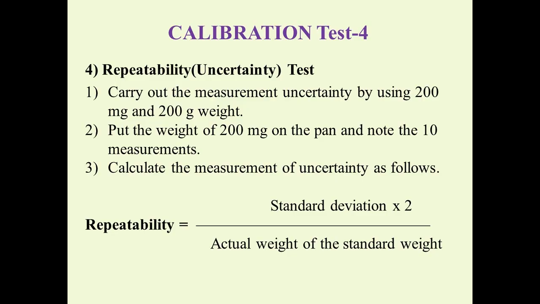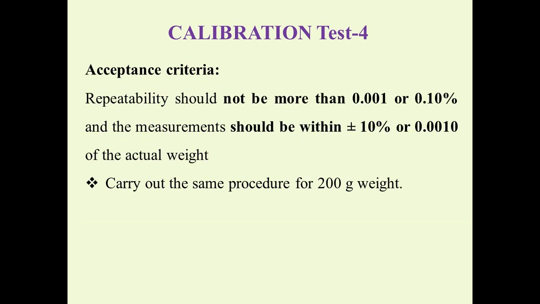Repeatability in weighing scales and balances is defined as the ability to display the same value when a weight is placed on a scale more than one time. Acceptance criteria: repeatability should not be more than 0.001 or 0.10%, and the measurements should be within plus or minus 10% of the actual weight. Carry out the same procedure for 200 grams weight.